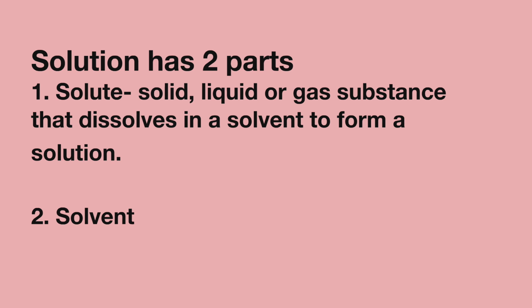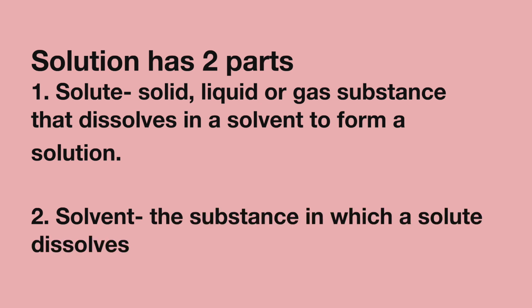A solution comprises two parts, solute and the solvent. The solute, the solid or liquid or gas substance that dissolves in a liquid to form a solution, is called solute. Example, salt in water. Solvent, the substance in which the solute dissolves, is called the solvent. Also, it is a major part of the solution.